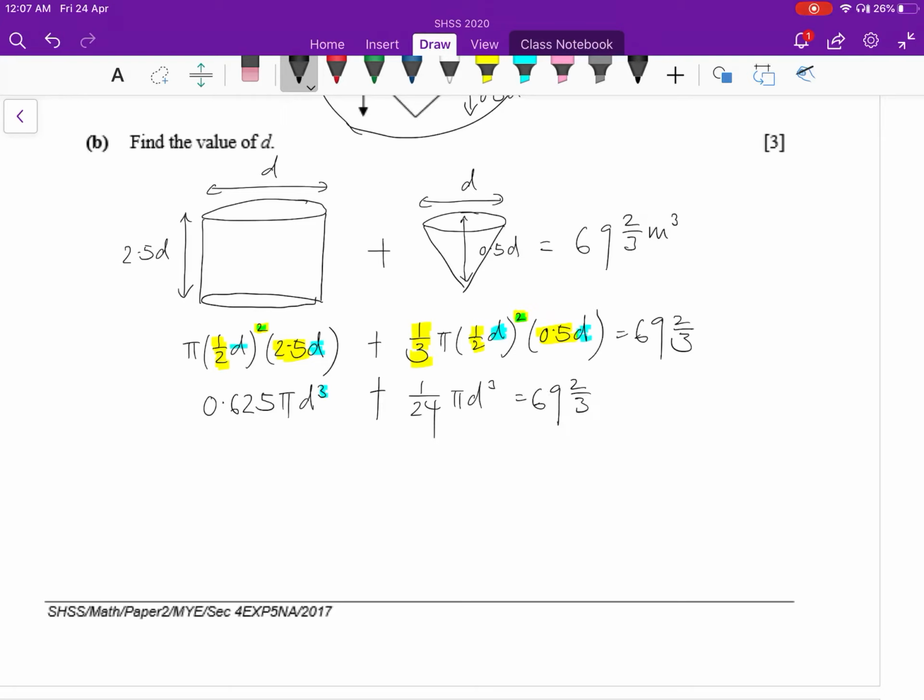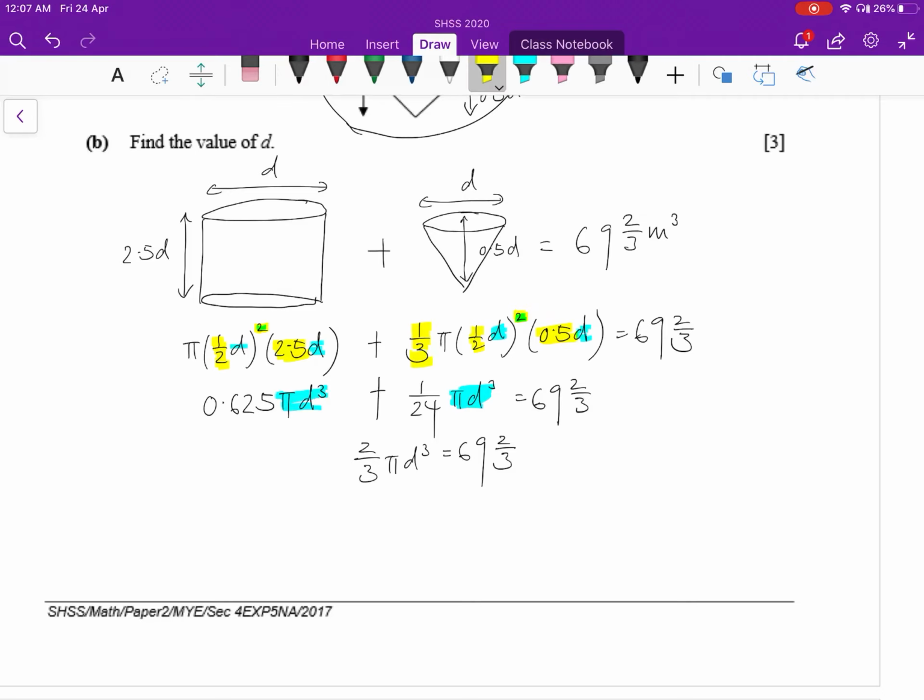Now from here you will realize that both are pi d cubed. This is pi d cubed and this is pi d cubed. So I can join the fractions together. On my calculator, I press 0.625 plus 1/24. Then I'll get 2/3. So this is 2/3 pi d cubed equals 69 2/3.